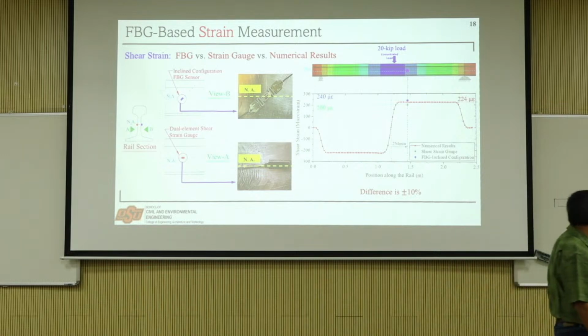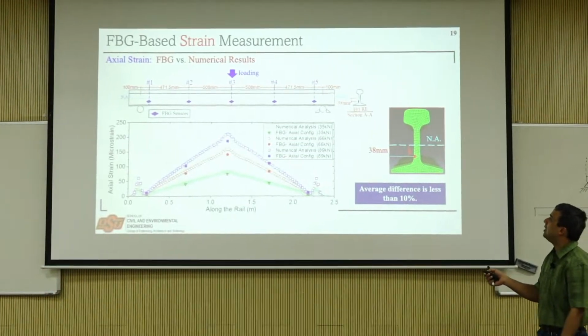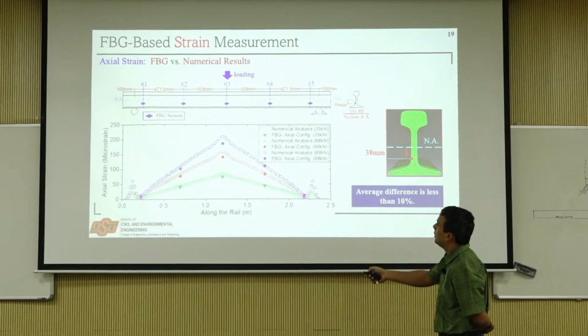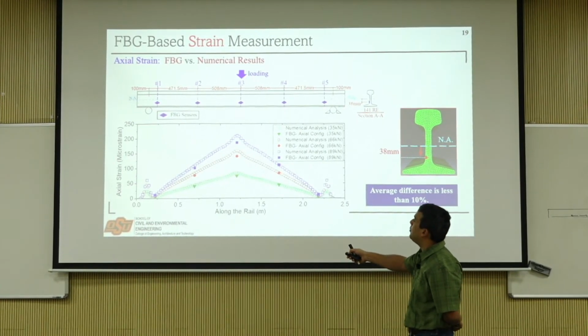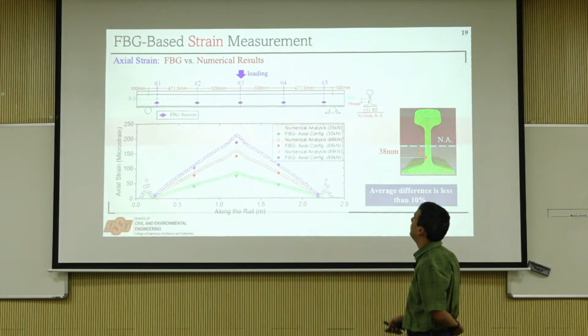What are the assumptions? Yes, there are classical beam theory assumptions, and we can talk about it later. So this is again some more modeling work. This is FBGs, and this is axial strains, and again we are able to match exactly the numerical model with these.